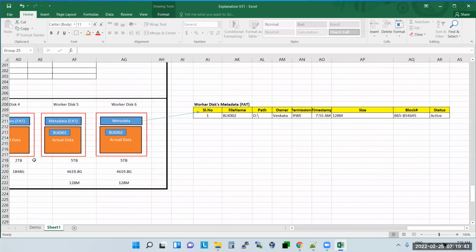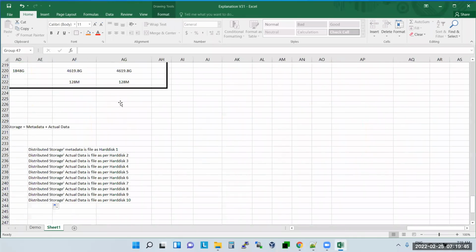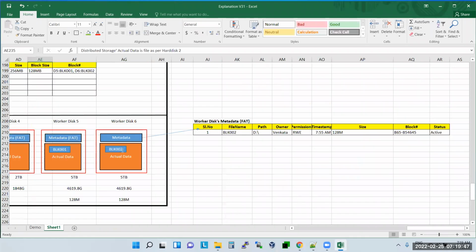See what I told here, distributed storage actual data. So what is this, block 1, block 2? This is the file. This is the actual data of your distributed storage, correct? Yes, sir.